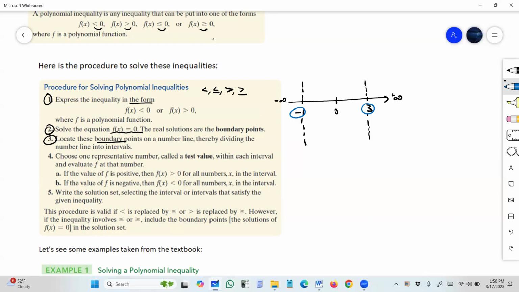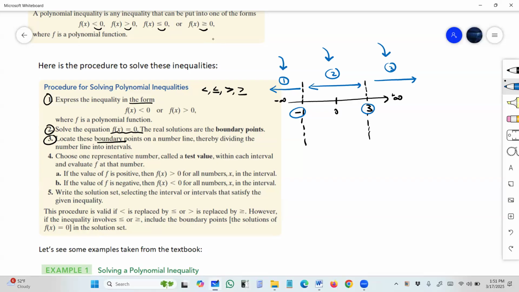Now, the two roots divide the number line into three sections. This section for values smaller than -1, this section between -1 and 3, this is the second, and here's the third section for values greater than 3. So after I find the roots, I have to pick a value in each of these segments.